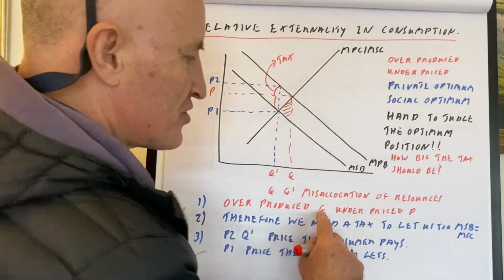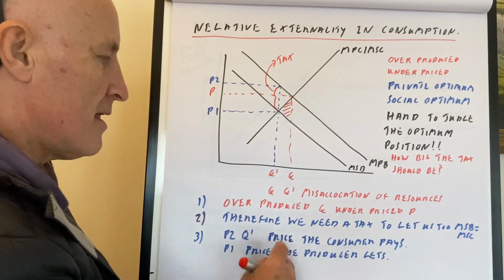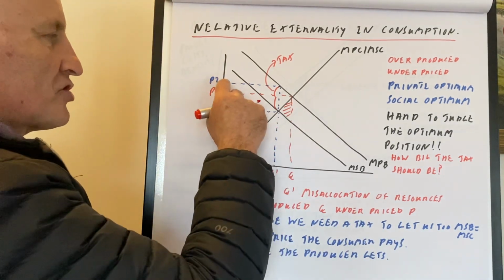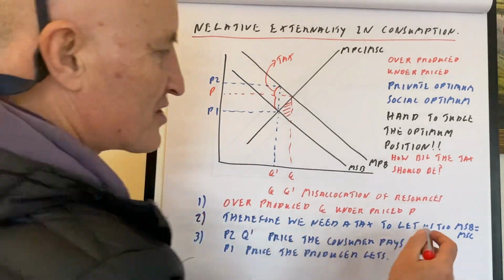So overproduced at point Q, underpriced at P. So we need to get the consumer. We need to charge the consumer P2, but the producer will only get P1. Therefore, we need a tax to get to that position.